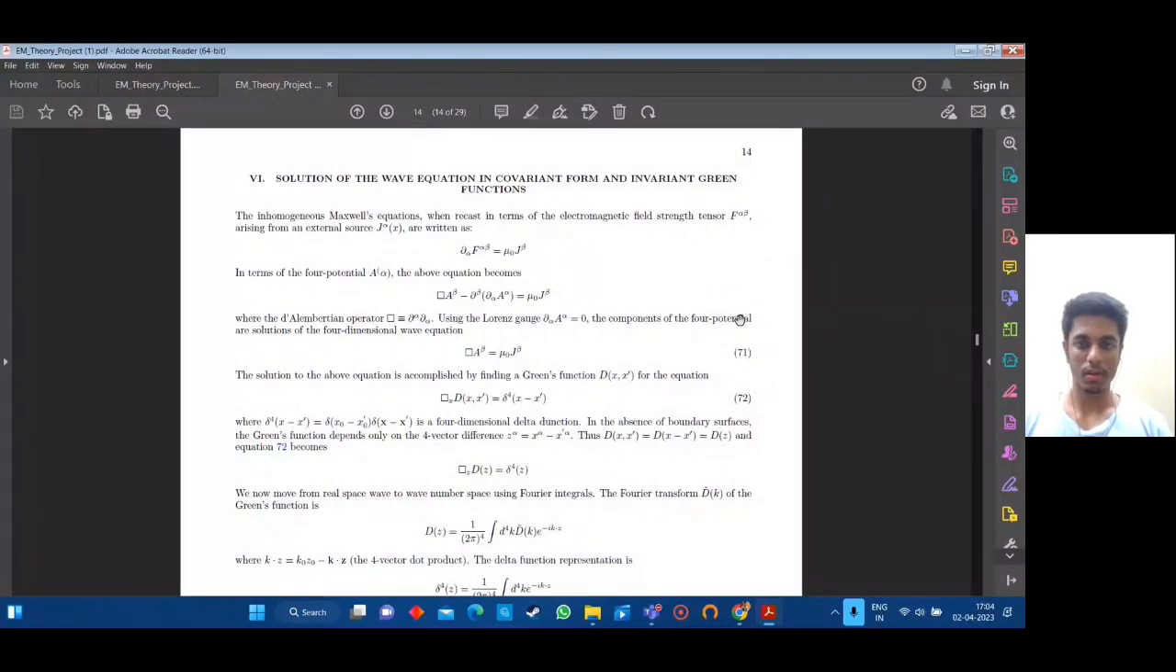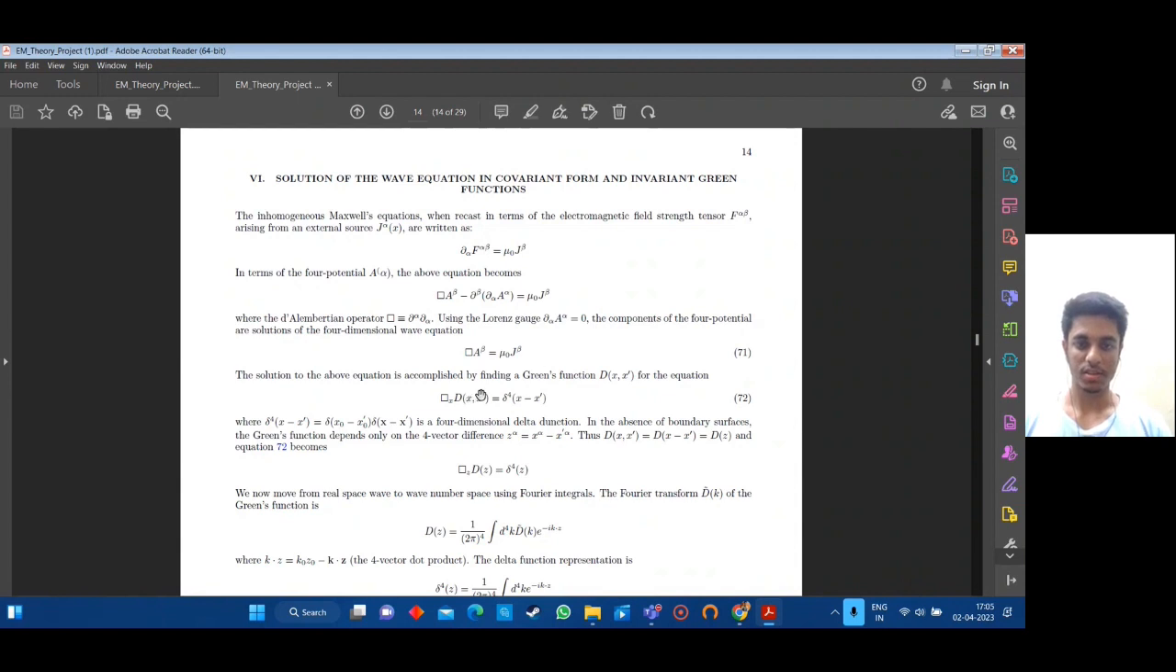In this section, we'll look at the covariant form of the wave equation and its solution in terms of Lorentz invariant Green's functions. So we start off with the non-homogeneous Maxwell's equation in terms of the electromagnetic tensor F alpha beta and the 4-current J beta. And then we expand the definition of F alpha beta as del alpha A beta minus del beta A alpha, and then use the Lorentz gauge to end up with the covariant form of the 4-dimensional wave equation with the source term J beta, where on the left hand side is the D'Alembertian of the 4-vector potential.